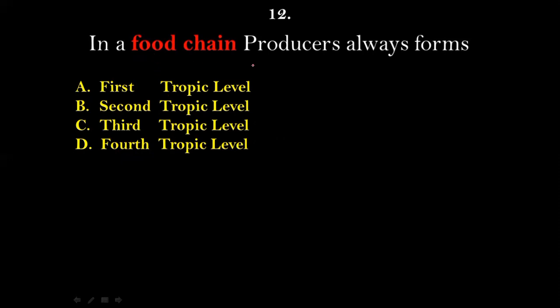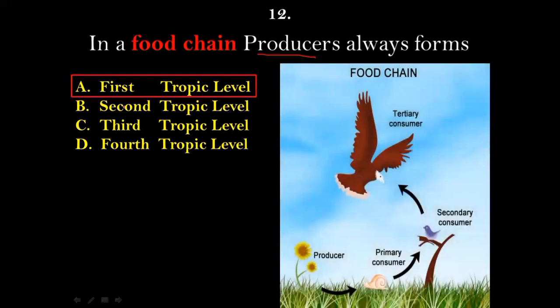So in a food chain, the right answer for this will be, in a food chain, the producers always form option number A, that is the first trophic level. But for those of you who are not aware of the trophic level, let us have a look at an example of the food chain here on the screen.